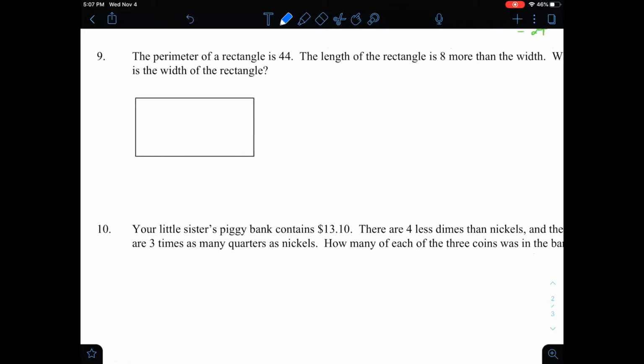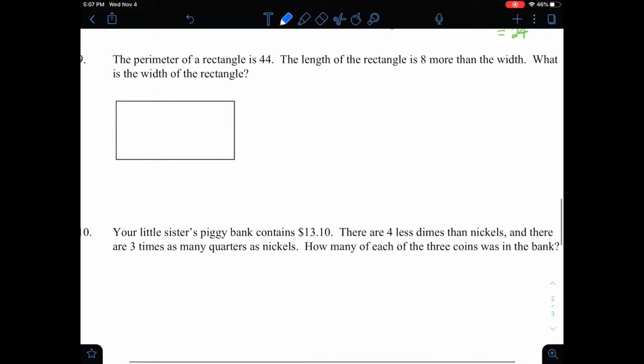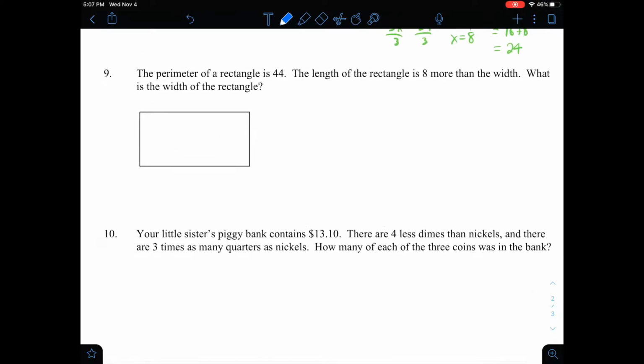All right, a hint for these kinds of problems: usually they compare the length to the width. They don't usually compare the width to the length. So we're going to call the width just W. It says the length of the rectangle is 8 more than the width. So the length is equal to 8 more than the width. It's going to be W plus 8.